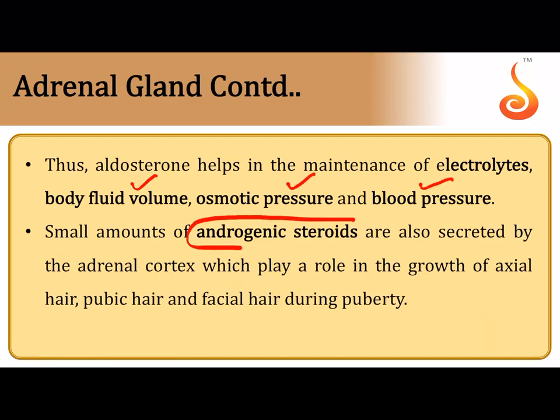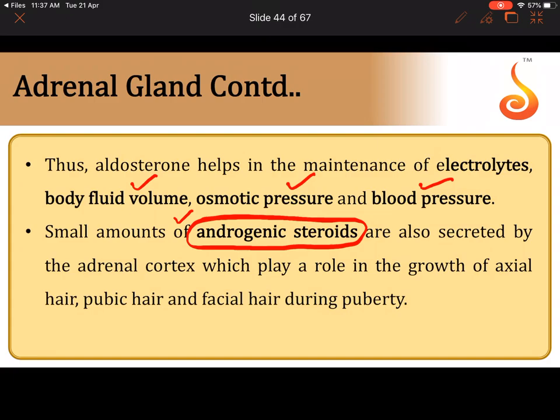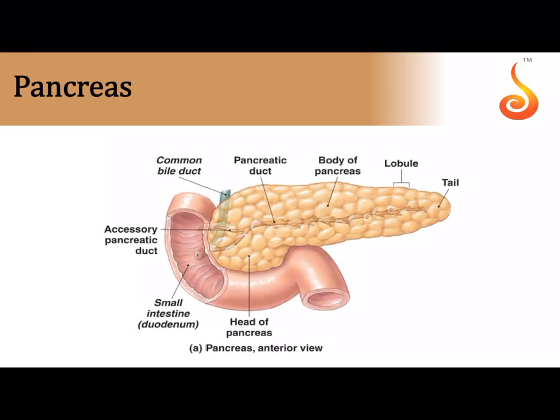And the zona reticularis, the innermost zone of your adrenal cortex, may release certain hormones which are called androgenic steroids. And these androgenic steroids usually play a role in the sexual characters like growth of hair in your underarm, in your pubic or genital region, and facial hair during puberty.